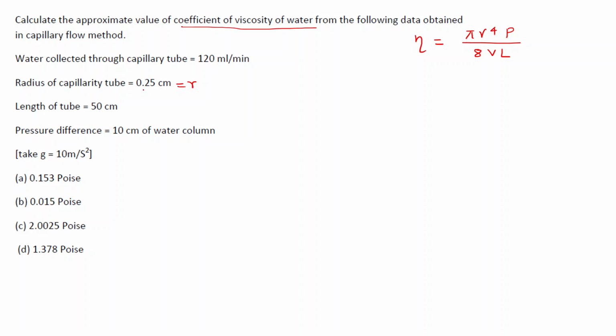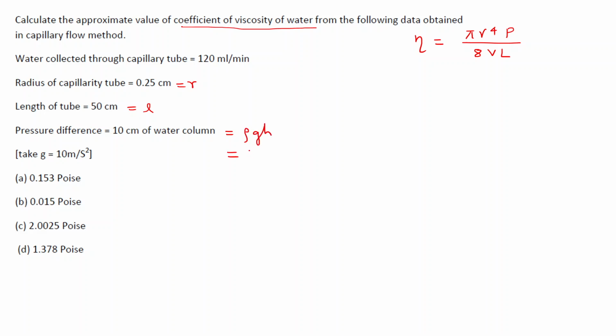So I'll keep everything in CGS unit. The radius is in centimeter, it's fine. Length of the tube is also in centimeter, that is fine. Pressure difference is 10 centimeter of water column. This pressure we need to change. Okay, wait. So this is 10 centimeter of water column, which means the pressure value will be rho g h.